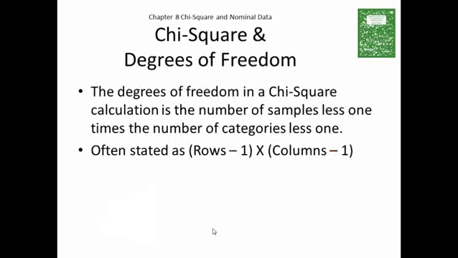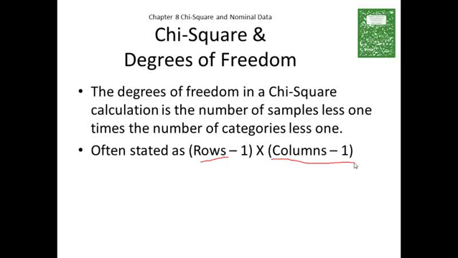Degrees of freedom is going to come up again, and the degrees of freedom in chi-square is calculated by looking at the number of samples, less 1, times the number of categories, less 1. If you have them set up in rows and columns, you can state it as simply rows minus 1 times columns minus 1. And that will tell you the degrees of freedom in a chi-square test. We must at least have 1 degree of freedom, but sometimes we have more.